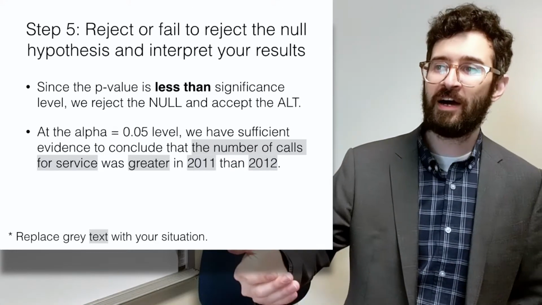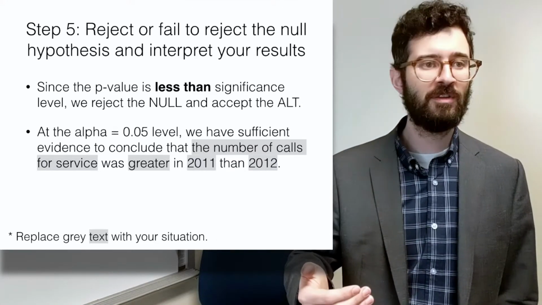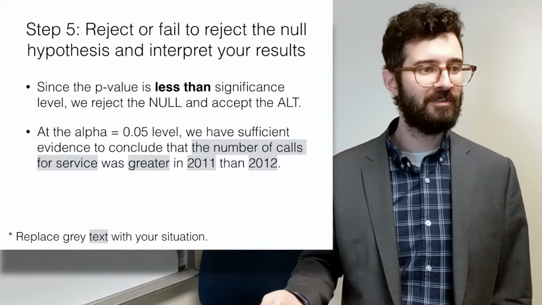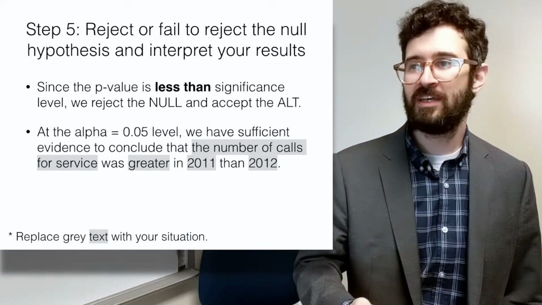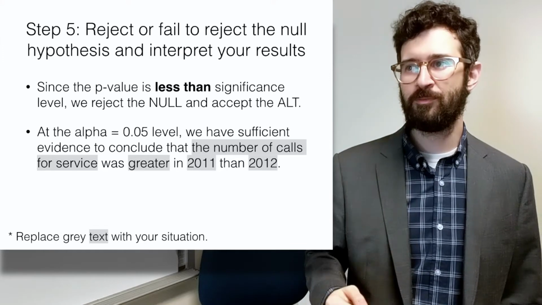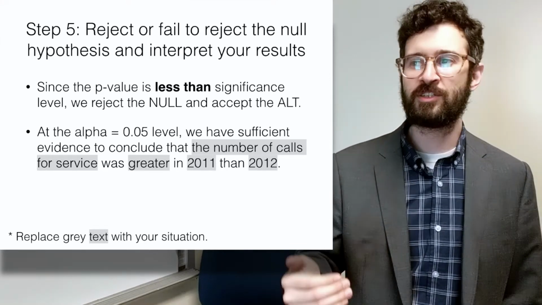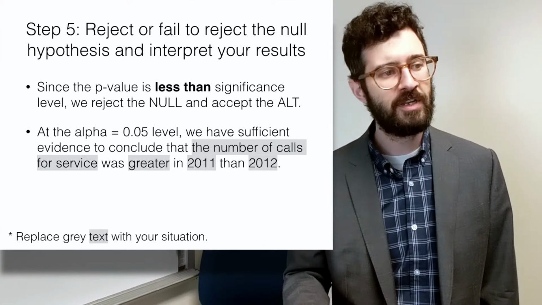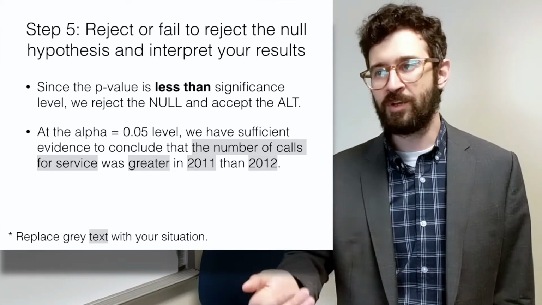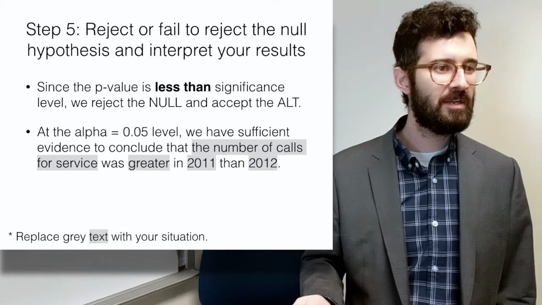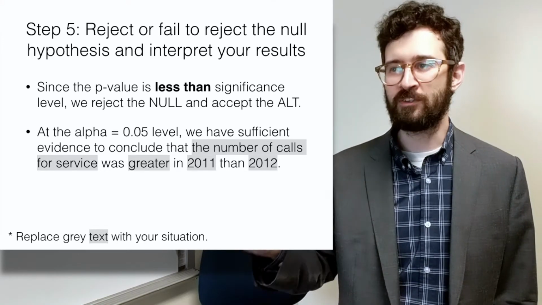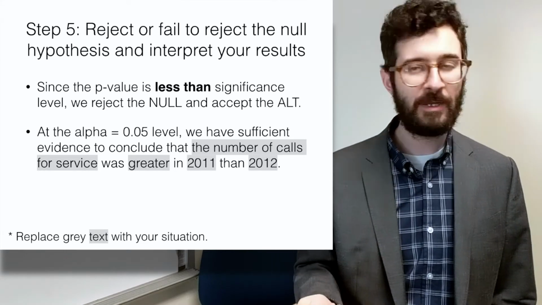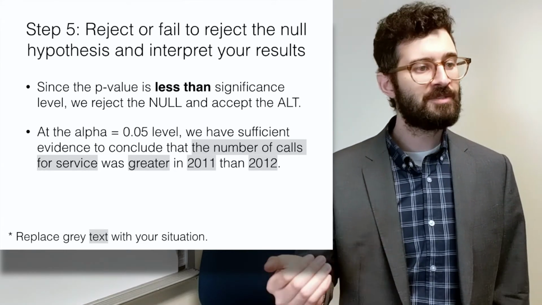So since the p-value is less than our significance level, we can reject the null hypothesis and accept the alternative. In other words, at the alpha equals 0.05 level, we have sufficient evidence to conclude that the number of calls for service was greater in 2011 than it was in 2012. So this shows us that Initiative Laser Point was able to reduce the number of calls for service among these hotspot locations.